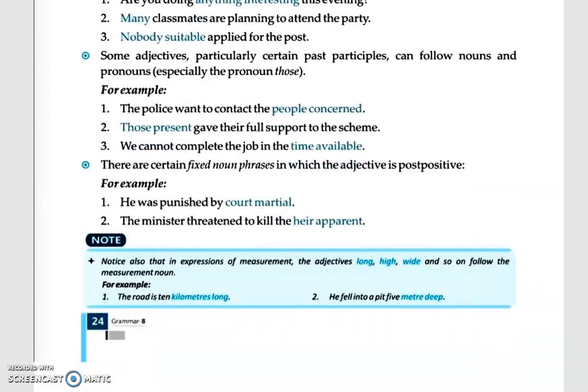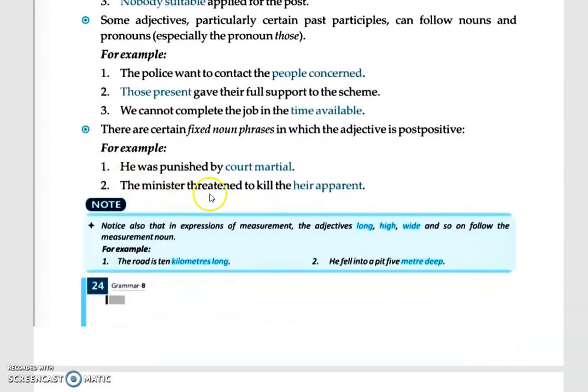Now you see, look at the sentence here. The minister threatened to kill the heir apparent. Now the heir apparent here is a fixed noun phrase. We cannot change this. The adjective here is in the post-positive position, at the end. And before this we have a phrase. This phrase is fixed. We cannot change the position of this phrase here.